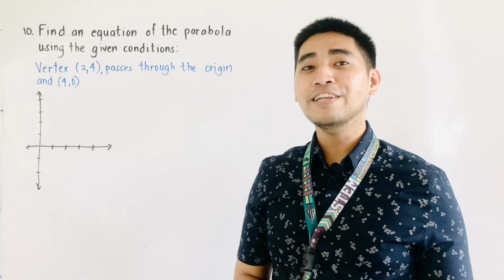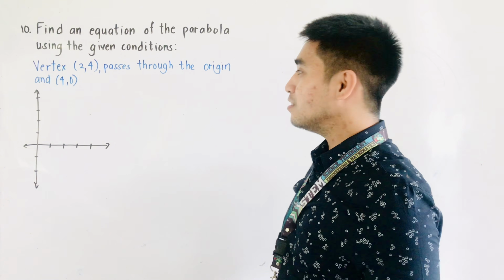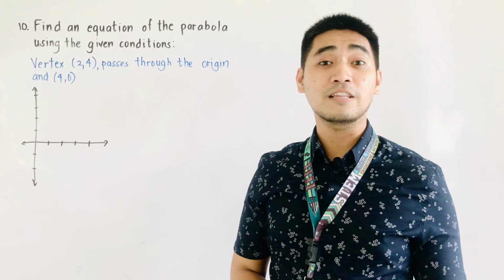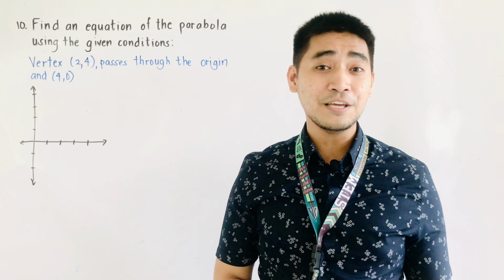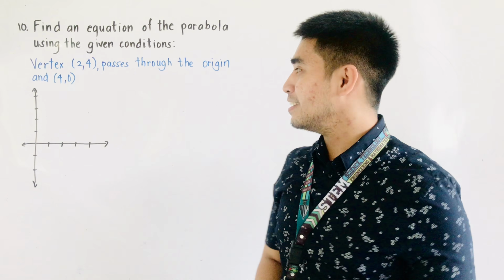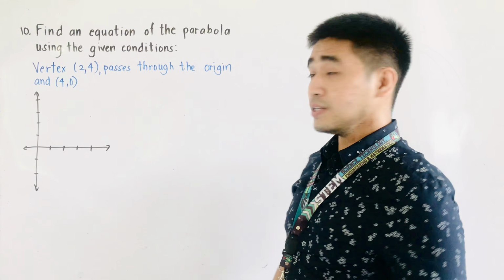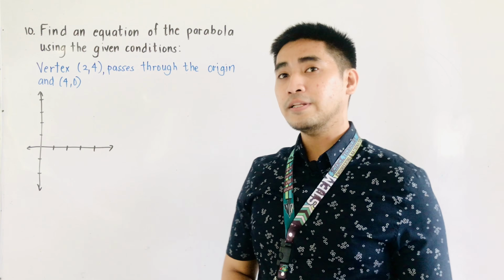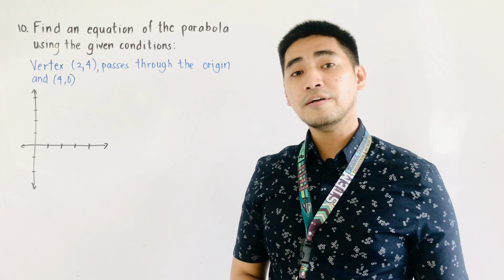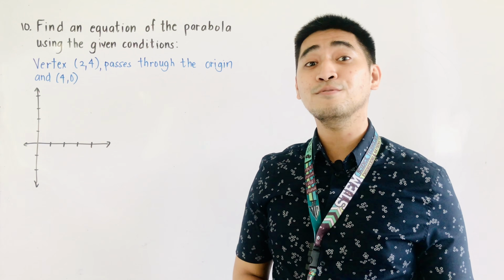Today, we are given another condition, and that condition is that the vertex is located at (2, 4) and it passes through the origin and the point (4, 0). So how do we solve for this one? Always remember that if you are given points, the very first step that we need to do is to plot the points.